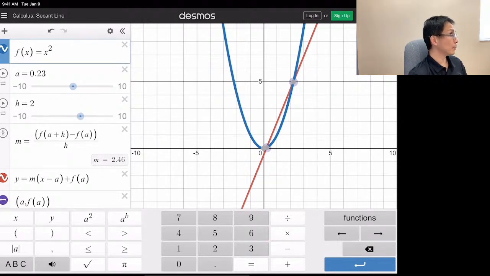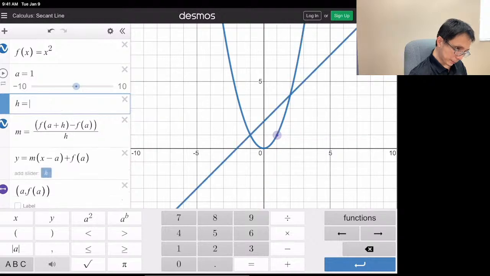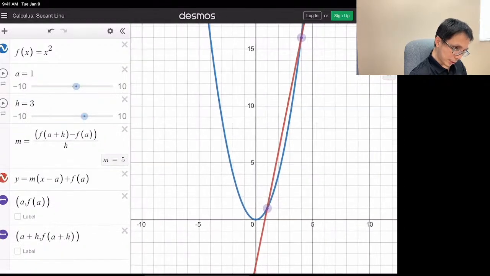Do you guys get to that part? Okay. Now what happened is I'm going to change a to 1, and I'm going to change h to 3. Okay, and it's going to look like this.